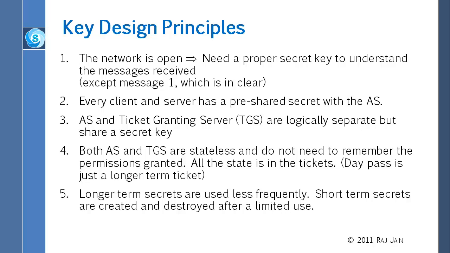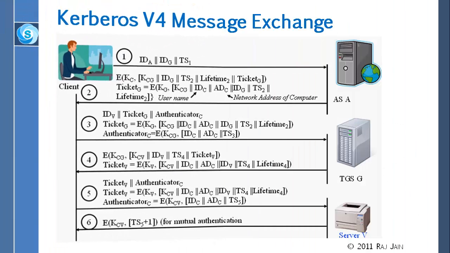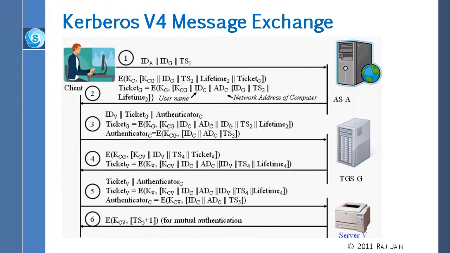So let's look at the message. The first message goes in the clear, everything else is encrypted. E means encrypted, right? So this one goes in the clear, and it goes to the AS. So it says, here is my ID, and here is the ID of the ticket granting server that I want to contact. And I'm sorry, this should not be IDA, this should be IDC.